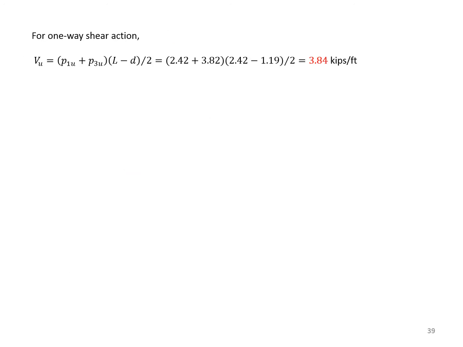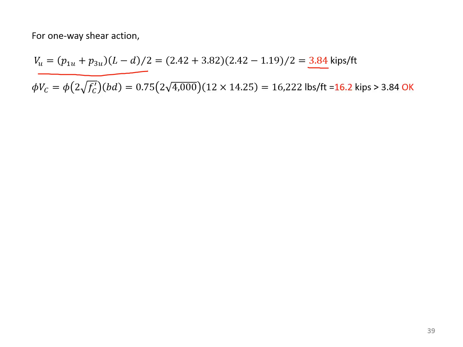All right, let's look at one-way shear. That's the total applied shear using my equation. I come up with 3.8 kips per foot. Remember, for one way it is kips per foot. And the resistance is phi V sub c, 0.75 resistance reduction factor, 2 times the square root of 4,000 times 12 times 14.25.